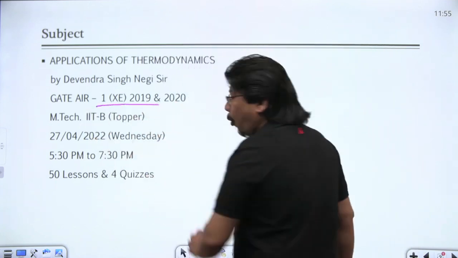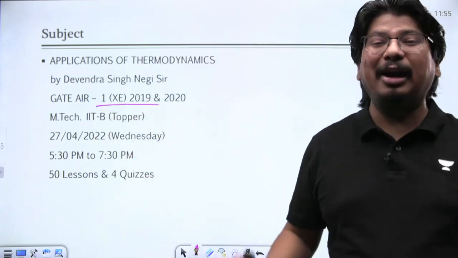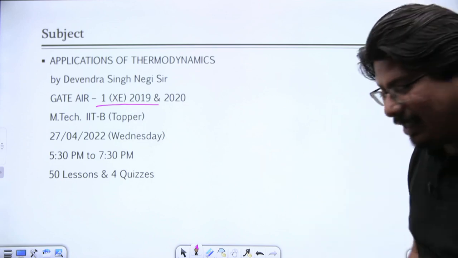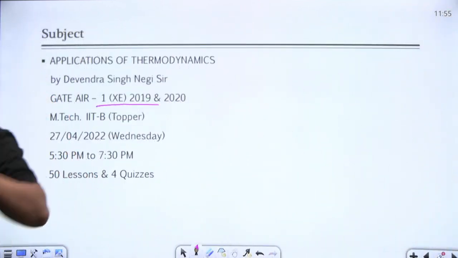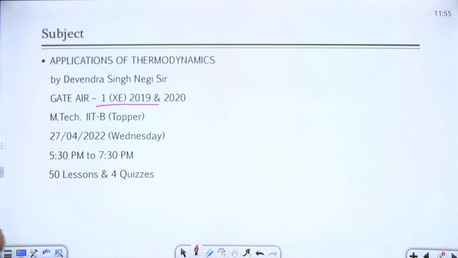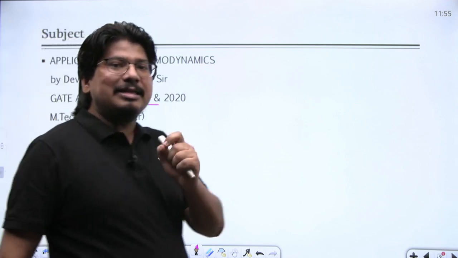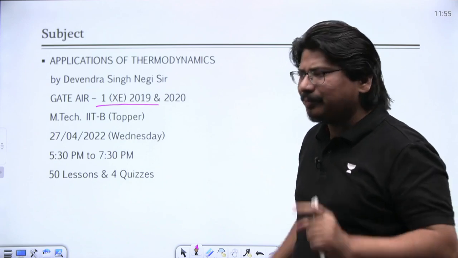GATE All India Rank 1, GATE All India Rank 1 in 2019-20 Engineering Sciences paper. I completed my master's from IIT Bombay. I was the topper of my batch and I'm teaching for GATE and ESE since 9+ years.